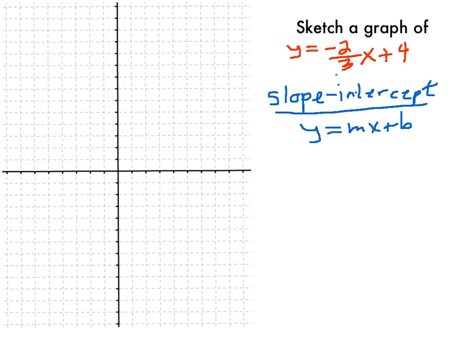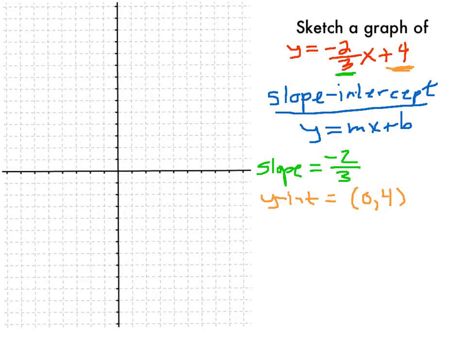So in this particular example, my slope is negative 2/3, and that tells me the relationship between points on this line. From one point to the next, I'm going to have a rise over run of -2 and 3. So that is going to tell me how I'm going to move from one point to the next. The other piece of information that we're going to use is this +4, which we know is the y-intercept. So the y-intercept is going to be the point 0, 4. And that's what this tells you.